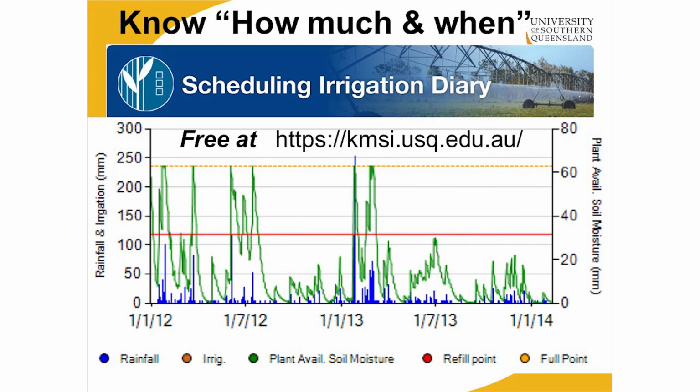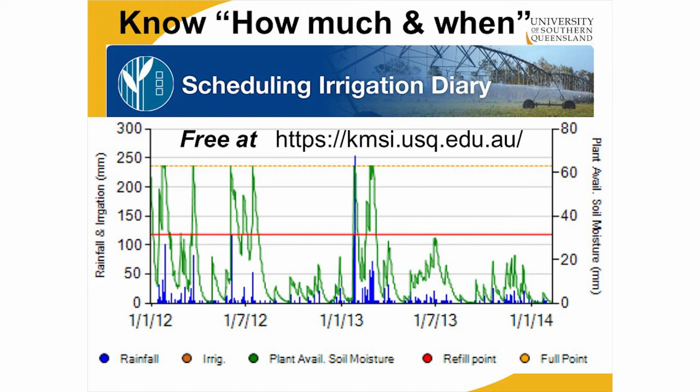Things to do to help people understand what's going on. Our previous example with the dairy pasture, where we had a simple situation of not very precise water balance. There are tools that we've provided freely available for growers. Another one here is called Scheduling Irrigation Diary.